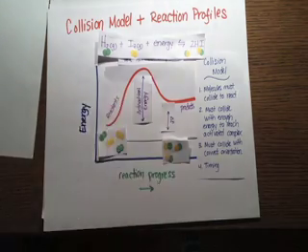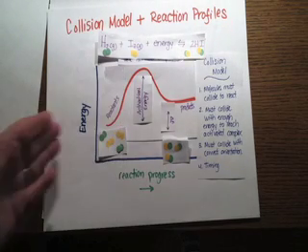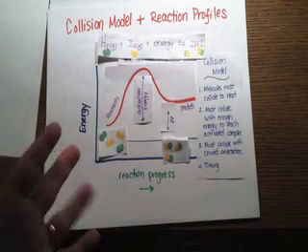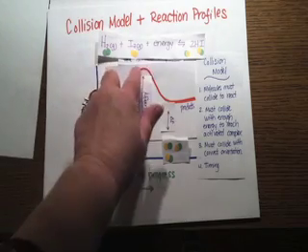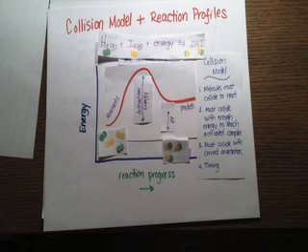They're not going to get to the other side. They would just fall back down in energy. What's going to happen? They must collide with enough energy, and if they have enough energy to reach the activated complex, then the bonds will break, the bonds will form, and they'll form products. So collisions aren't enough. They have to collide with enough energy to reach that activated complex.